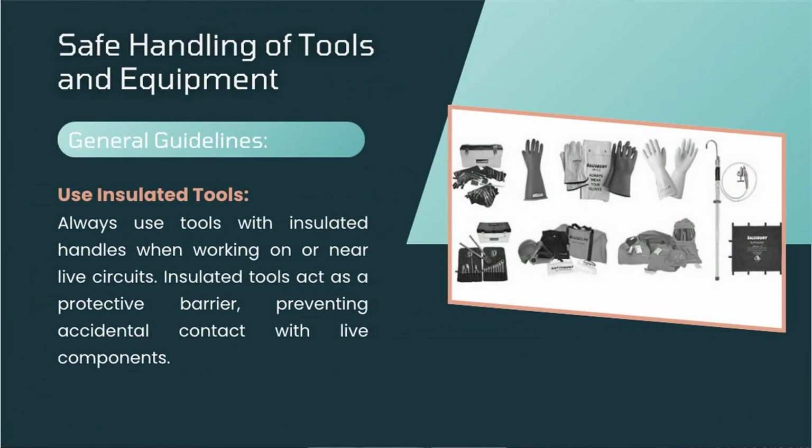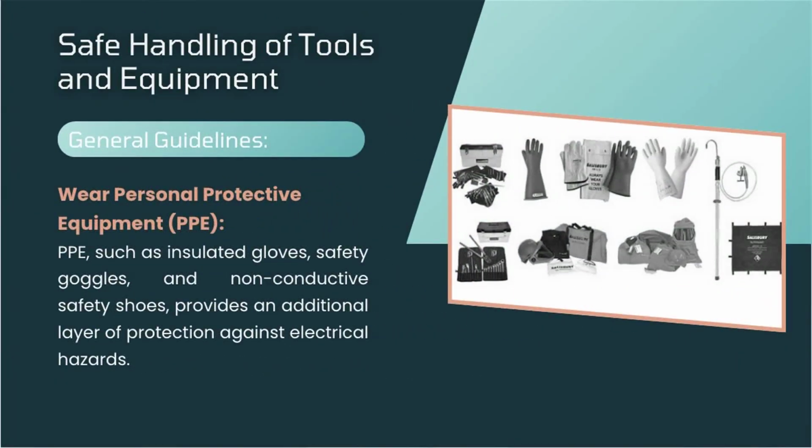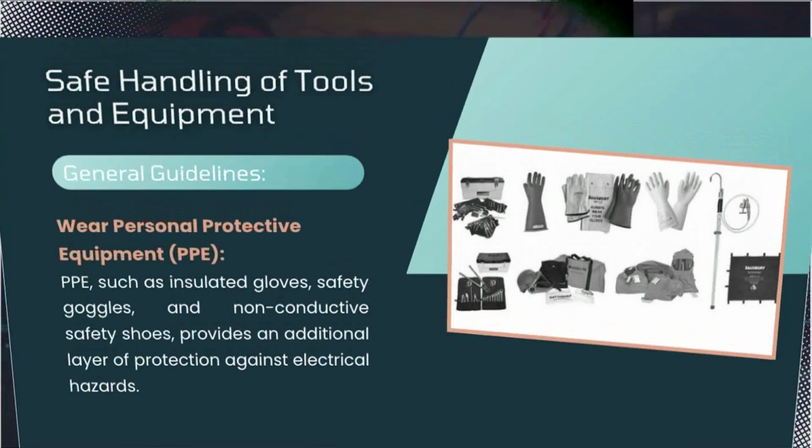Number 2, use insulated tools. Always use tools with insulated handles when working on or near live circuits. Insulated tools act as a protective barrier, preventing accidental contact with live components. Number 3, wear personal protective equipment, PPE. PPE such as insulated gloves, safety goggles, and non-conductive safety shoes provides an additional layer of protection against electrical hazards.